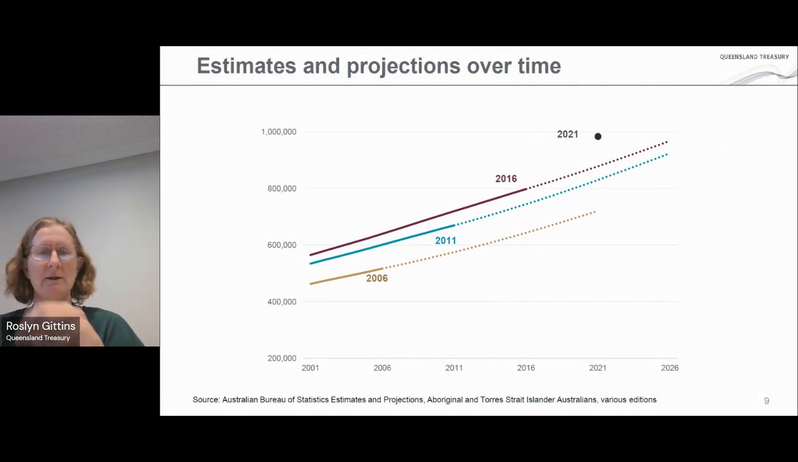The right-hand end of the solid line is where the estimate for the census year is. And you can see that each time, the subsequent census year has been notably higher. And the 2021 dot there, which is where roughly the solid line will end for the 2021 time series, is roughly 23.3% higher. So it is a big jump at the national level.